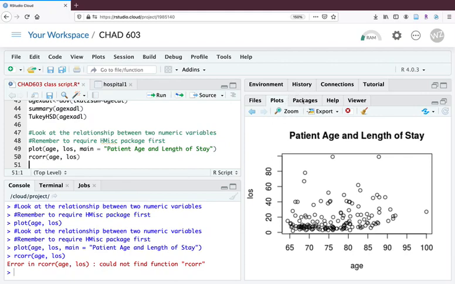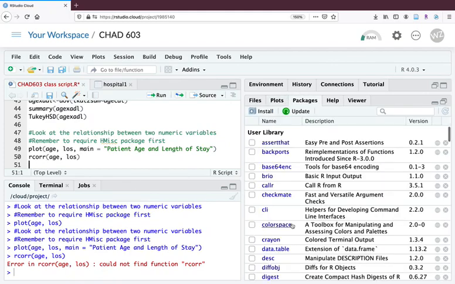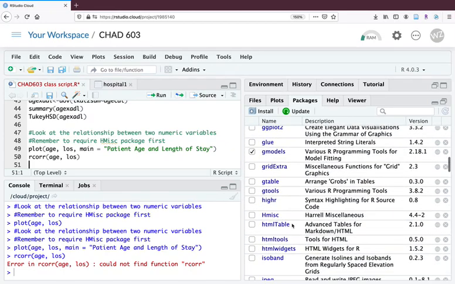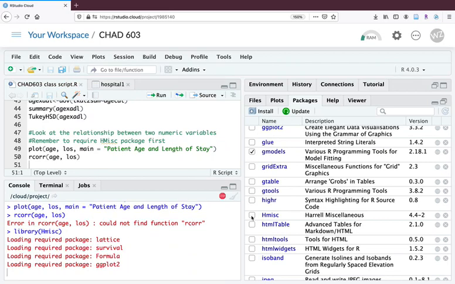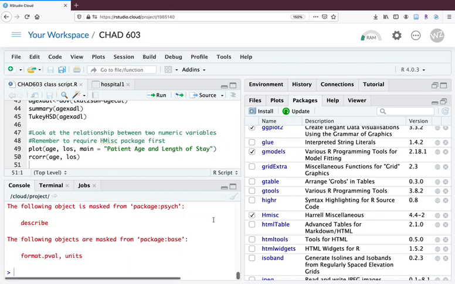I think we didn't require that package. So now here's an error that we saw. I couldn't find the function, and I know that rcorr is a function in Hmisc, so the only thing I could conclude is that I hadn't required the package. So now it's going to load the package, and once that stop sign disappears, we can just rerun that.